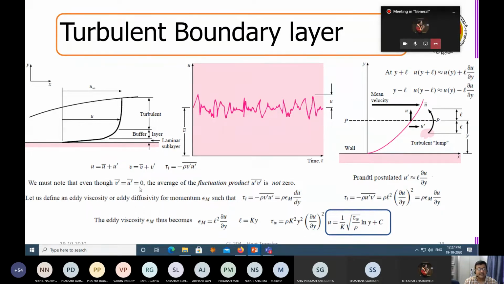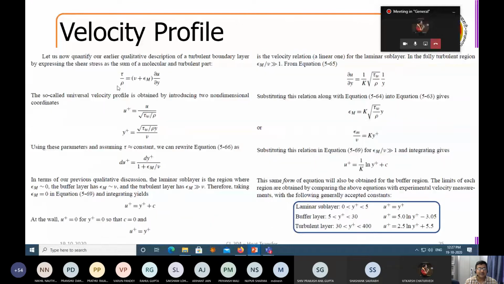So you can see this is kind of linear, this is a bit parabolic, and this is a kind of blunt profile. That has been explained in the next slide. You can see that this is the typical, generic framework. You say that tau by rho is equal to nu plus epsilon_M times du/dy. Nu is the molecular viscosity, epsilon_M is the eddy viscosity. It's an extension of Newton's law for a flow which is turbulent.